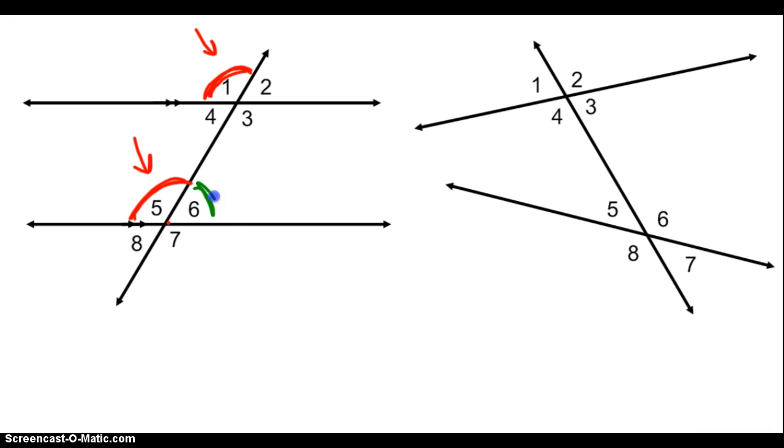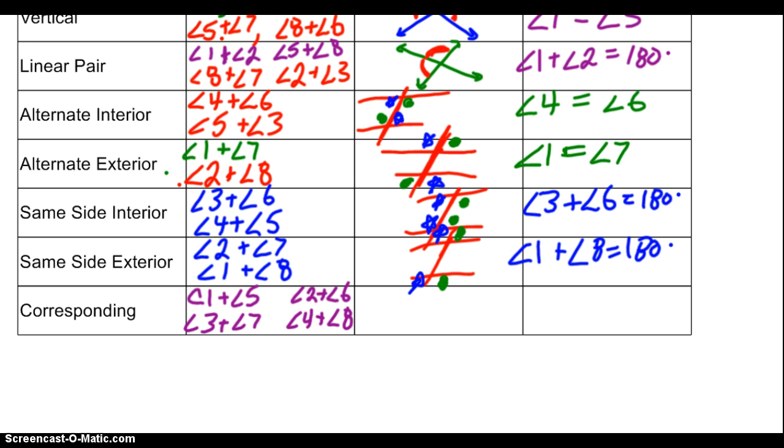Well, they would be 6 and 2 are corresponding angles. 3 and 7 are corresponding angles. 4 and 8 are corresponding angles. Let's go write down those pairs and draw us a little picture. All right, so here we've got our pairs of corresponding angles, 1 and 5, 2 and 6, 3 and 7, 4 and 8, and let's draw a quick diagram.